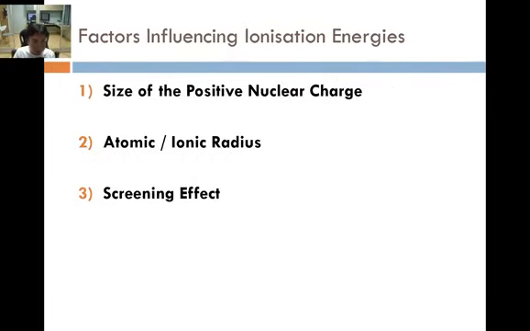Okay, factors influencing ionization energy. As we go from atom to atom in the periodic table, we would like to understand what are some of the factors that will help us decide whether the ionization energy of this atom is larger than the other atom or not. And these three points here are basically the factors that will help us decide which atom's ionization energy is larger. So these are the 3 points: the size of the positive nuclear charge.